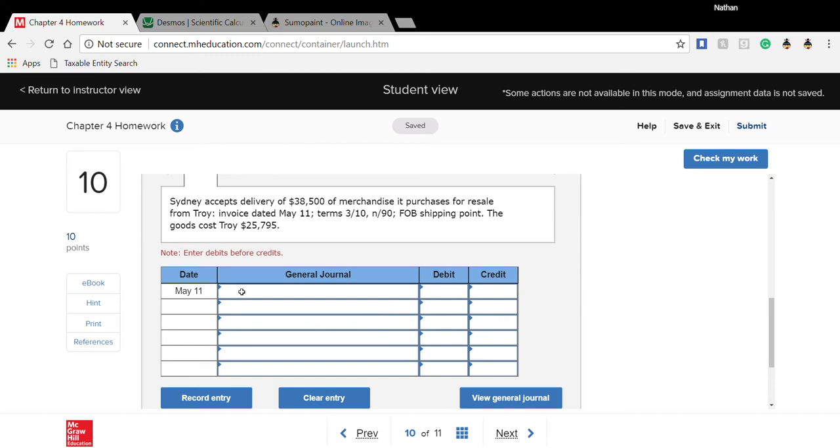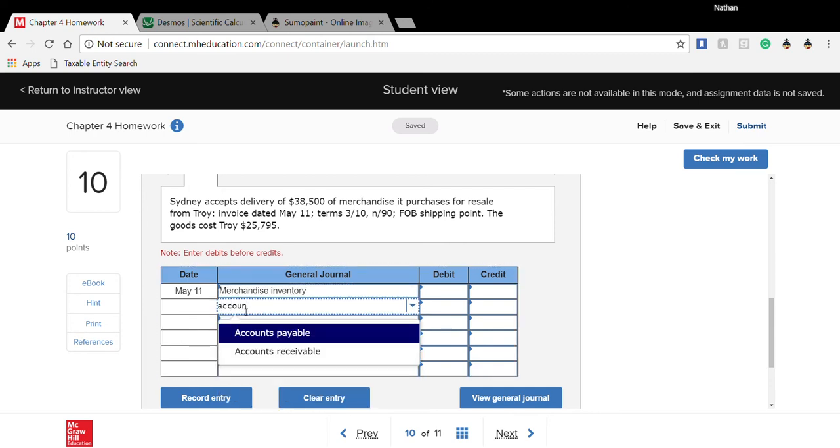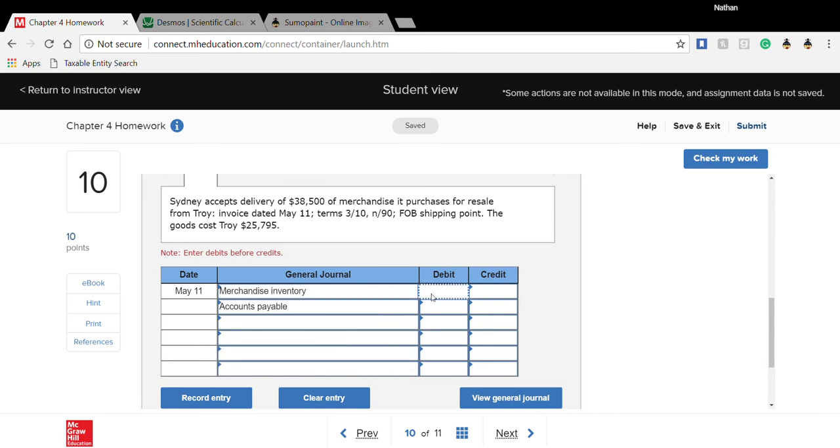So when we're looking at the buyer, first off, I don't care about the cost of goods sold. It doesn't affect the buyer. Doesn't affect Sydney. So with this, we do our simple buying entry. First off, we receive ownership of some merchandise. We owe Troy, so accounts payable, and it's going to be the $38,500. Nothing big deal right there.